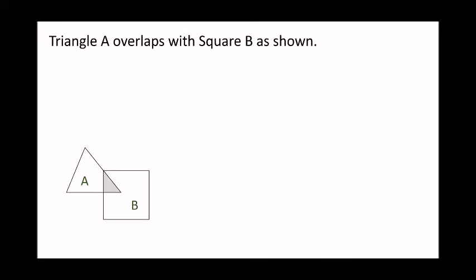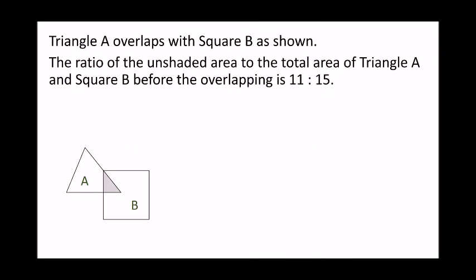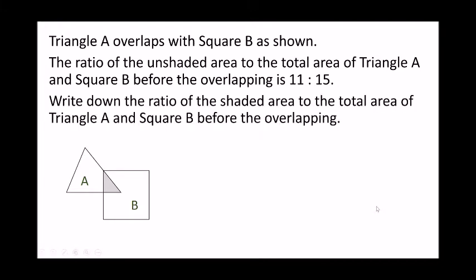Triangle A overlaps with square B as shown. The ratio of the unshaded area to the total area of triangle A and square B before the overlapping is 11 to 15. Write down the ratio of the shaded area to the total area of triangle A and square B before the overlapping. Now let us look at the second sentence and try to make meaning of it.